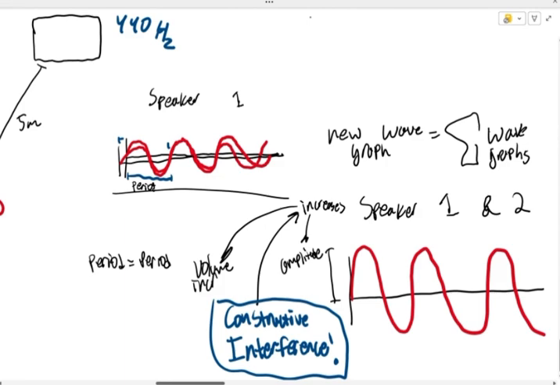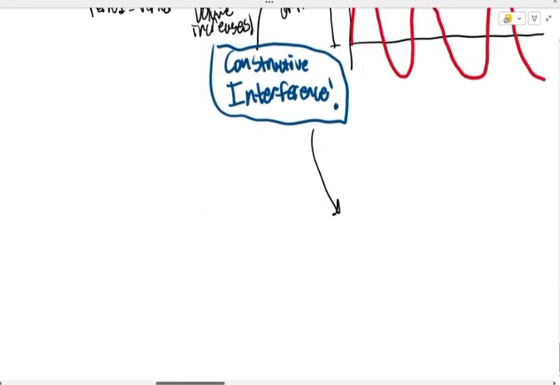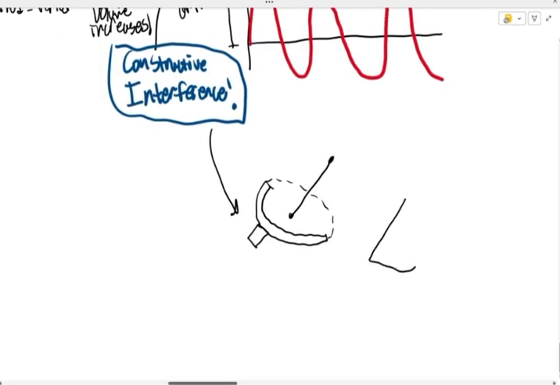An example of this might be with radio waves, where we might have multiple radio waves to create a stronger signal for our cell phones.